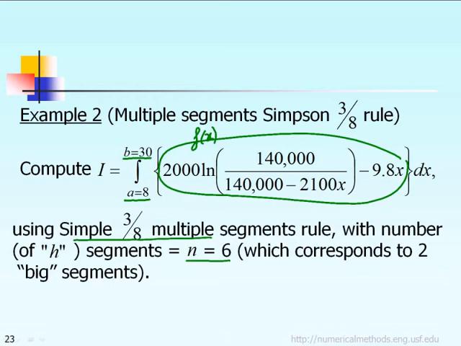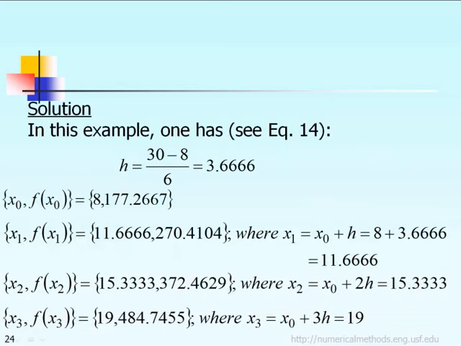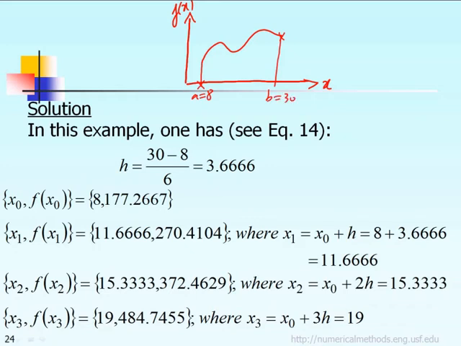Now, n equal to 6, what does that mean? As you can see from the next picture, here the horizontal axis is x, the vertical axis is f of x. The function is given to you here, between a equal to 8 and the upper limit b equal to 30. When you use the Simpson 3/8 rule with n equal to 6, you have 6 small segments like this.